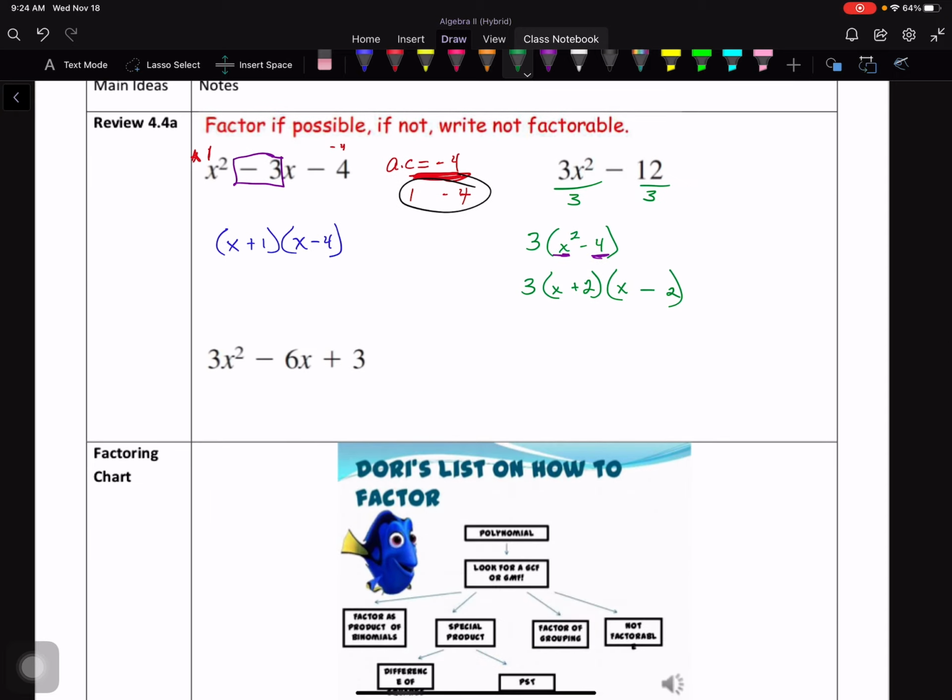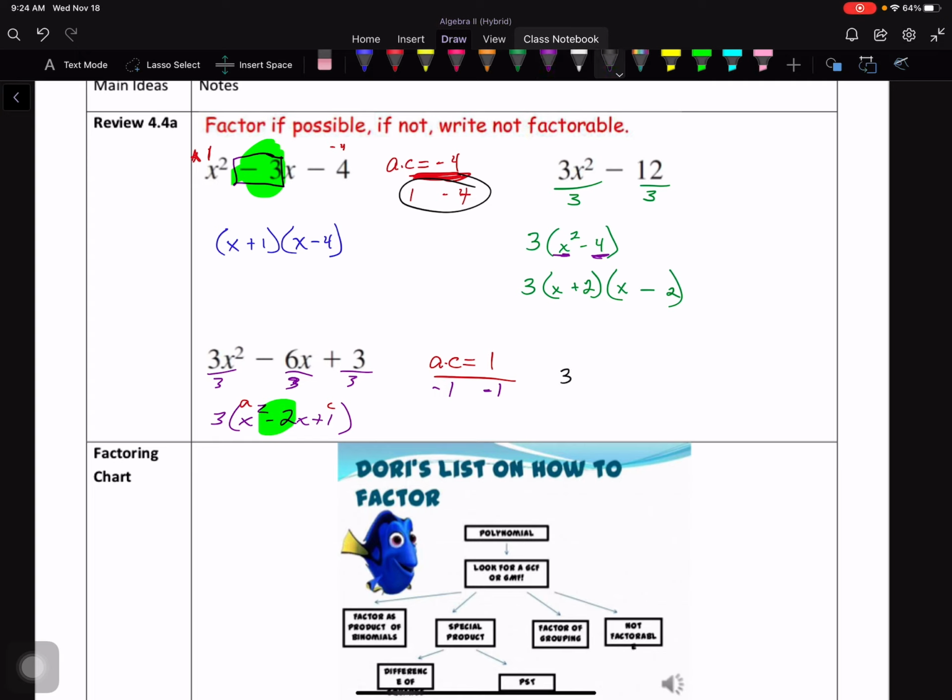And then the last example, just as a review. Like I said, take out the greatest common factor. So we can take out a 3 from all of these, and we're left with x squared minus 2x plus 1. Then we take a times c, which is 1, and we're looking for factors of 1 that add up to -2. How about -1 times -1? -1 times -1 is +1, and if you add them up, you get -2, which means, yes, we can factor further.